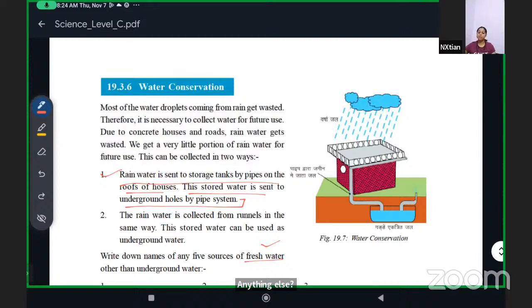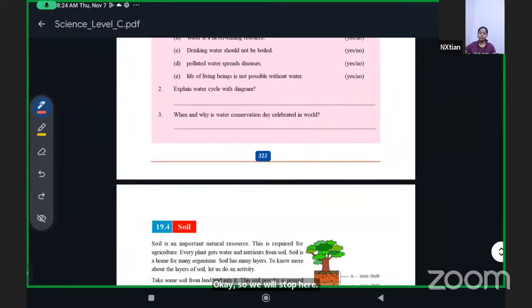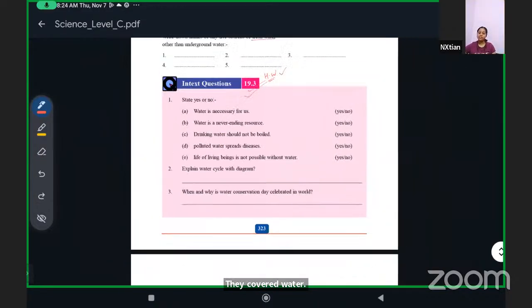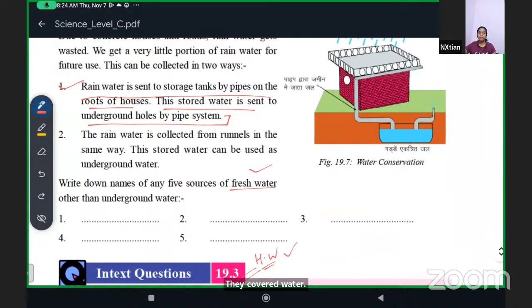Okay, so we will stop here today. We covered water. What are runnels? Runnels are basically similar to pipes, which help the water to flow in a direction. Small channels, you can say. Okay, yes. Anything else?